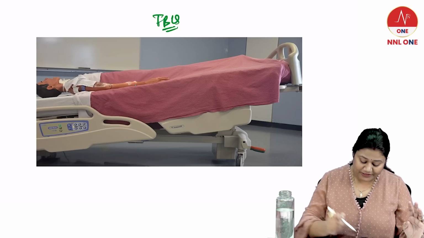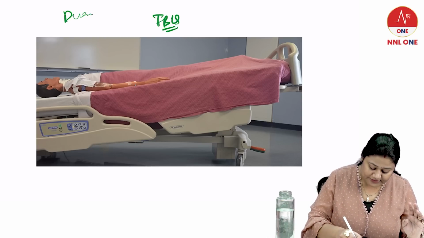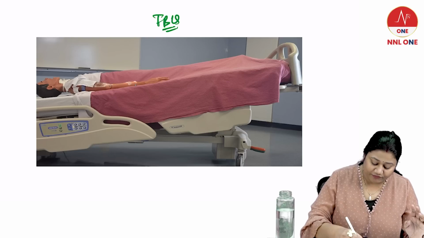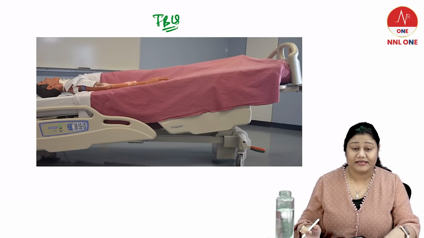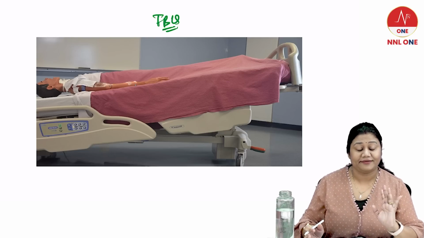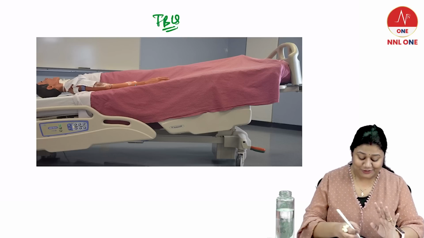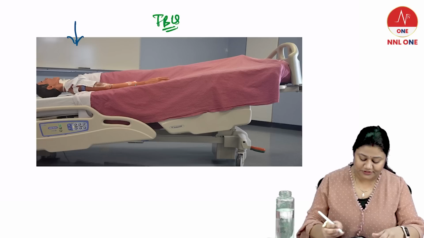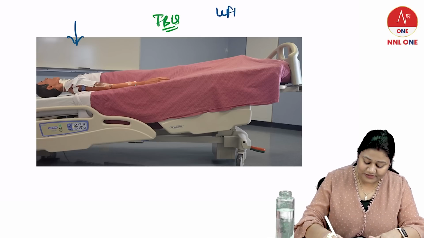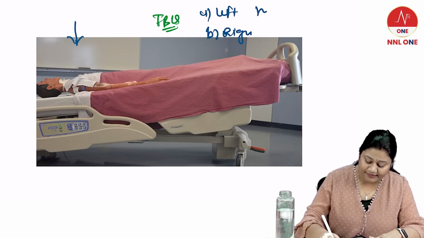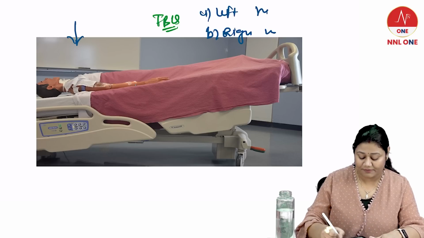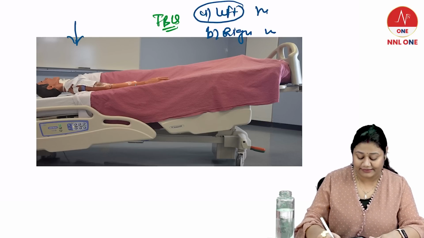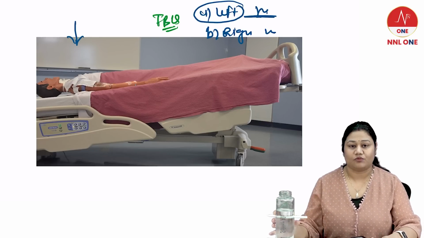You will place your patient on the left. It is Durant position, but I'm sure they will not give that, because the examiner is very smart. Do not underestimate your examiner, right? They will not give you the option as Durant position. They will ask you option A right, option B left, Trendelenburg or Trendelenburg. So always remember, we'll place the patient on the left lateral, head down.